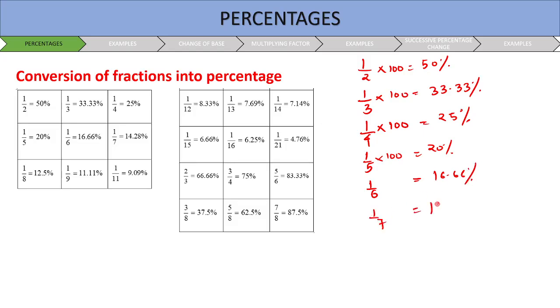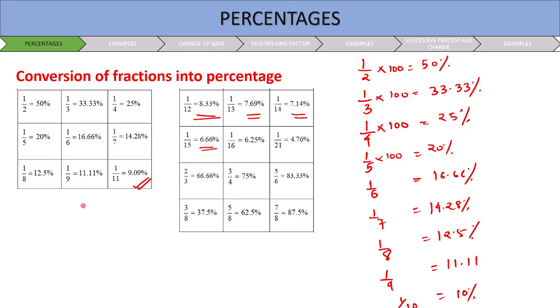For 1 by 7, you will get 14.28 percentage. For 1 by 8, you will get 12.5 percentage. For 1 by 9, you will get 11.11 percentage, and for 1 by 10, you will get 10 percentage. For 1 by 11, you will get 9.09 percentage. Similarly, for 1 by 12, 8.33. For 1 by 13, 7.69. For 1 by 14, 7.1. Similarly, you will calculate for 1 by 15, and for 1 by 16 also, and similarly you can calculate for all of the values.